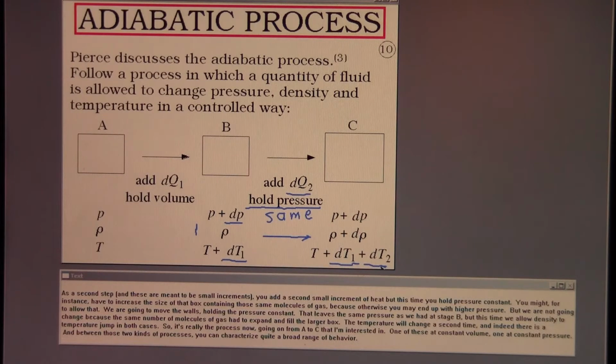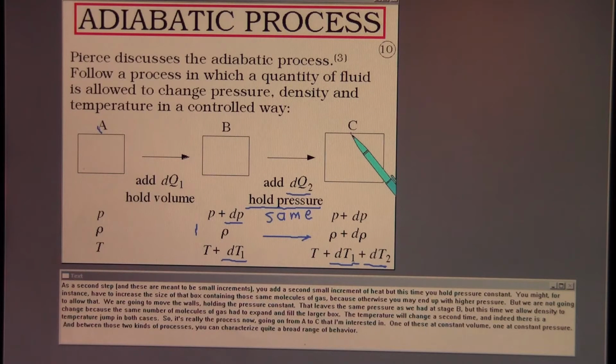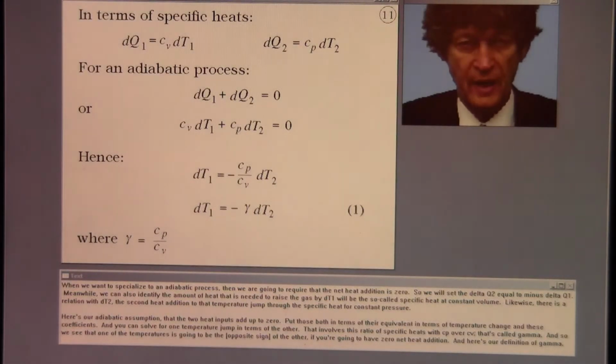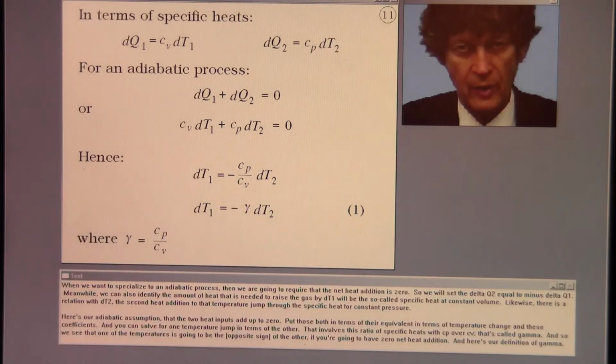So it's really the process now going from A to C that I'm interested in. One of these at constant volume, one at constant pressure. And between those two kinds of processes you can characterize quite a broad range of behavior. When we want to specialize to an adiabatic process, then we're going to require that the net heat addition be 0. So we'll set the delta Q2 equal to minus delta Q1.